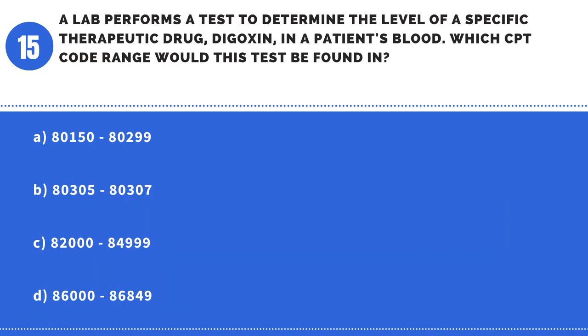Question 15. A lab performs a test to determine the level of a specific therapeutic drug, digoxin, in a patient's blood. Which CPT code range would this test be found in? A. 80150 to 80299. B. 80305 to 80307. C. 82000 to 84999. D. 86000 to 86849.